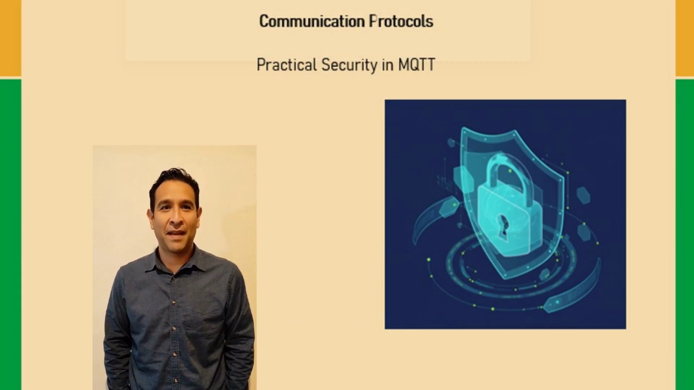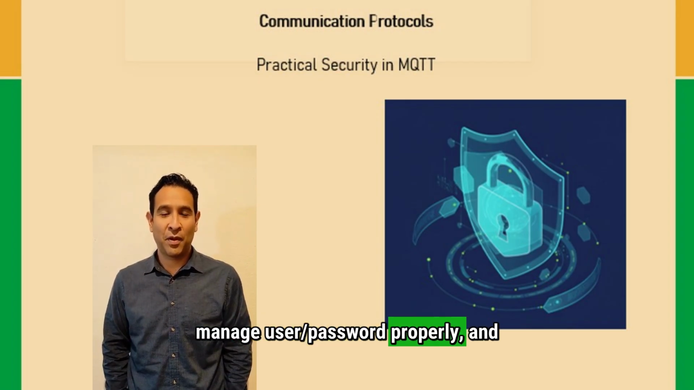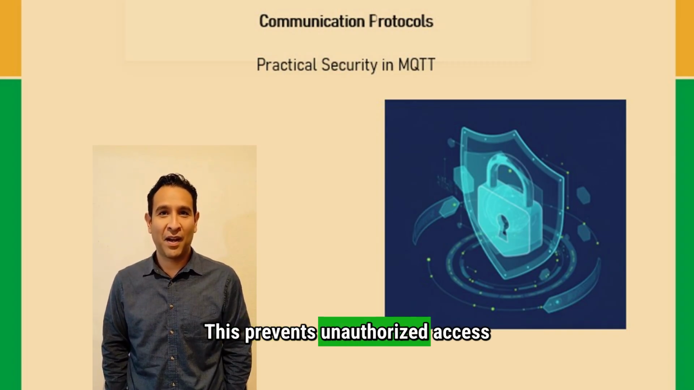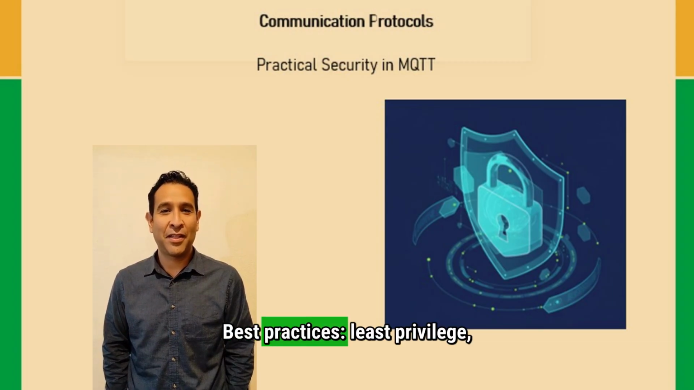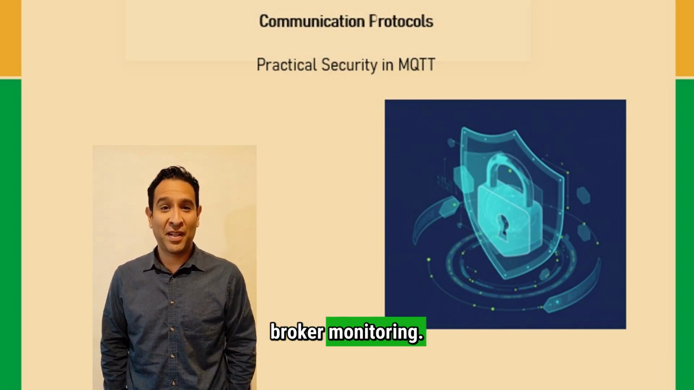Out of the box, MQTT isn't super secure on its own. In production, you should add TLS or mTLS, manage user/password properly, and enforce ACLs on the broker. This prevents unauthorized access and reduces DoS risk. Best practices: least privilege, clear topic hierarchies, and broker monitoring.